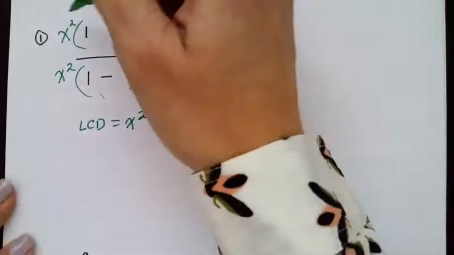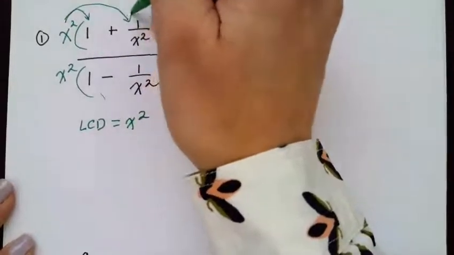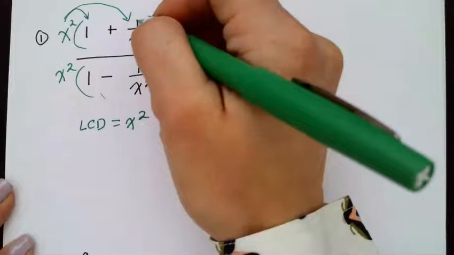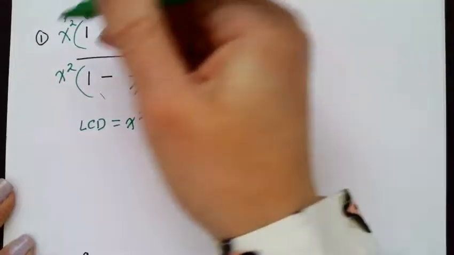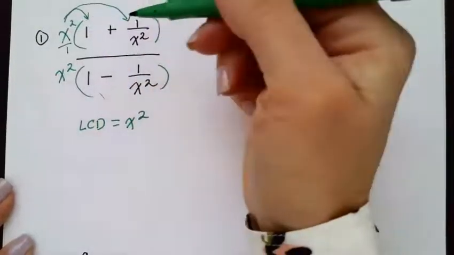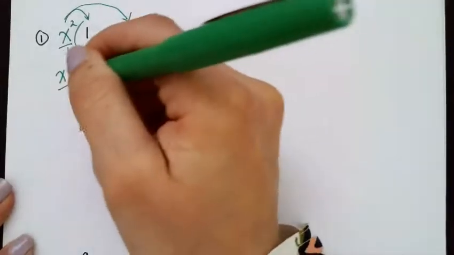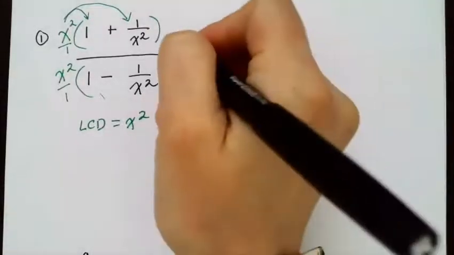So I'm going to distribute this x squared to each term. And when I do that for a fraction, remember we're only multiplying the numerator because this is essentially x squared over 1, right? So we just multiply the numerator by x squared. Same thing in the bottom. I'm just going to write down what I get. I'm not going to simplify yet, just so you can see each step along the way.